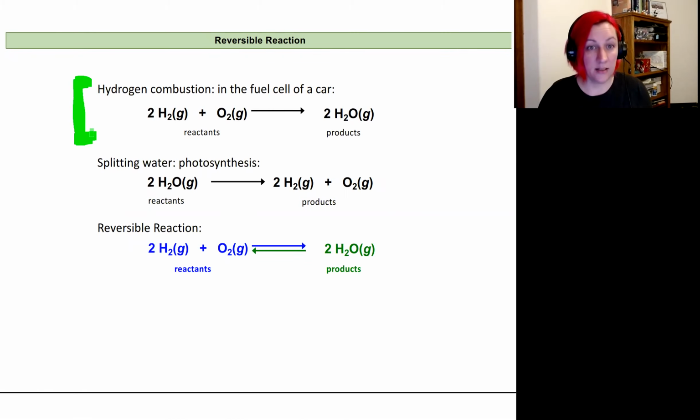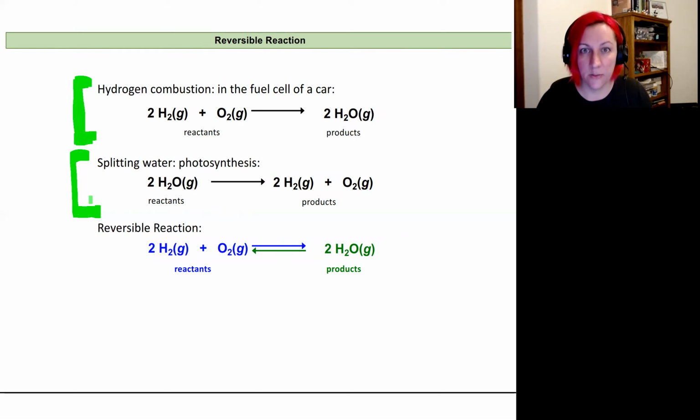So this process is one reaction. We can say, okay, all my hydrogen becomes water, it combines with oxygen. Now, there's another reaction. It's splitting water. And this is the reaction that plants catalyze in the process of photosynthesis. So through photosynthesis, two water molecules are split apart into hydrogen, elemental hydrogen gas, and oxygen gas.